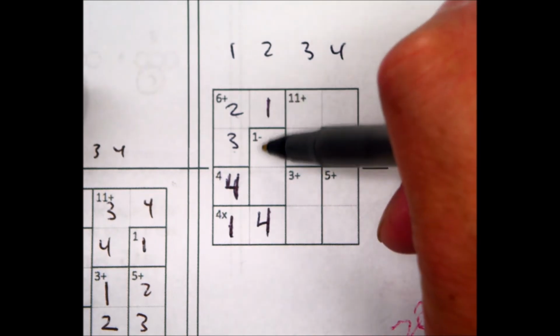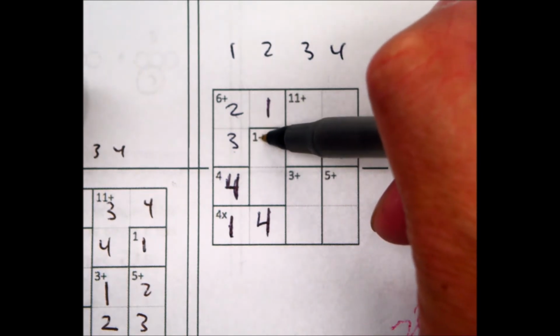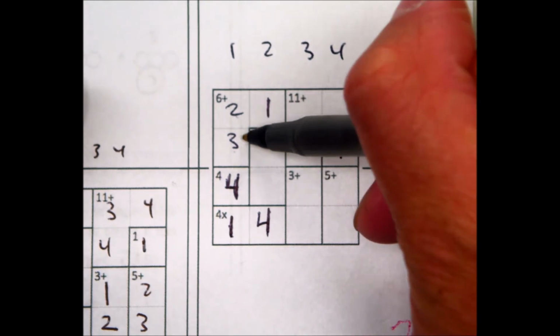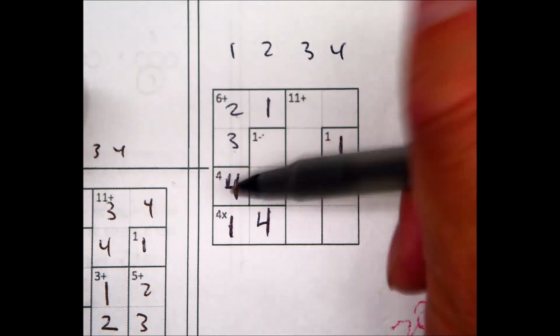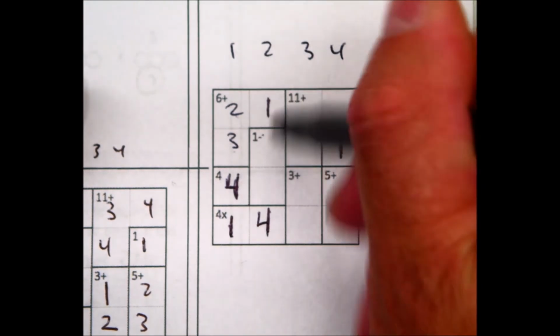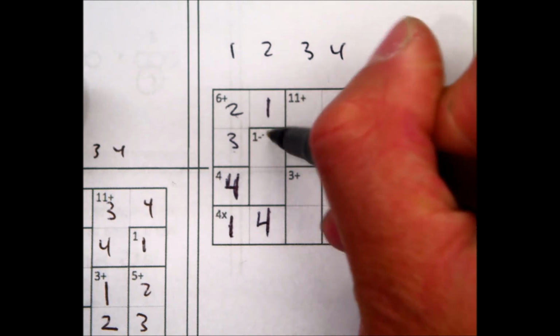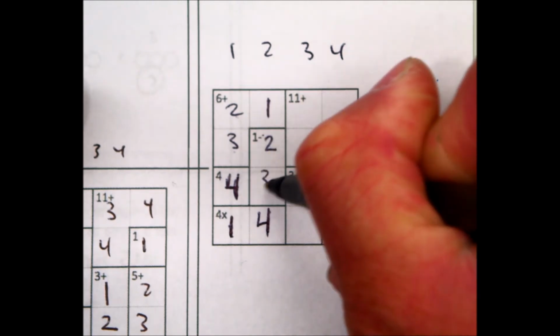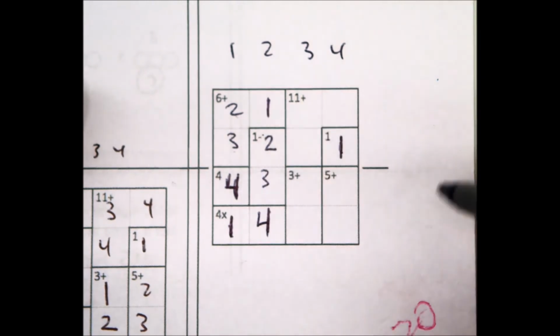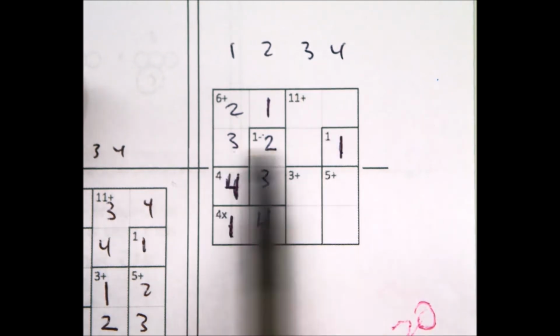I need two numbers that subtract to be 1. So this is not a negative 1, this is a subtract, and then their answer is 1. It doesn't matter what order. So the numbers I'm missing are 2 and 3, but I have a 3 here, so I can't put a 3 here, so I have to put a 2 and 3. 3 minus 2 equals 1. Here I'm missing a 4.